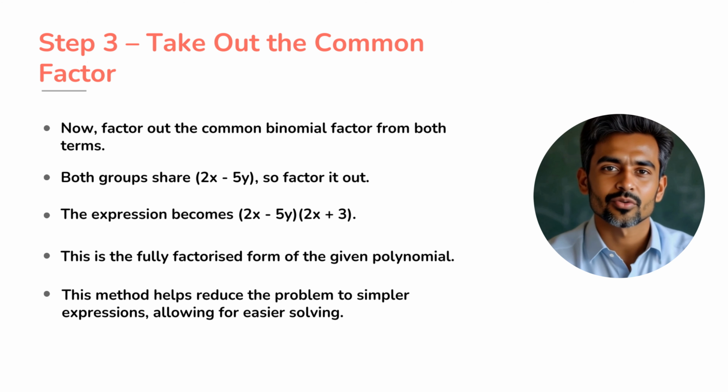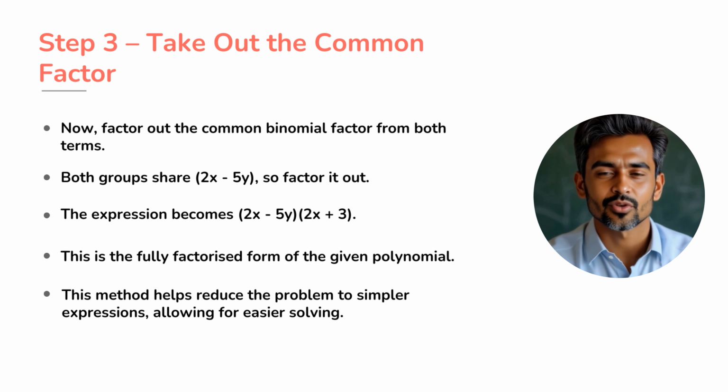The next step is to factor out the common binomial term from both parts of the expression. Since both terms contain 2x minus 5y, we can factor it out. So, we get (2x minus 5y) times (2x plus 3). And there we have it, the completely factorized form of our original expression. This is the power of grouping terms and factoring them step by step. It's a systematic approach that breaks down complicated problems into simpler parts.